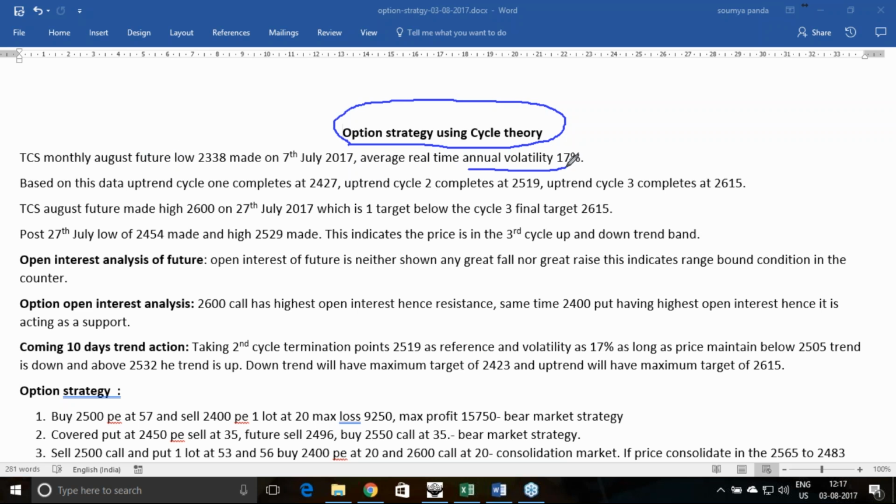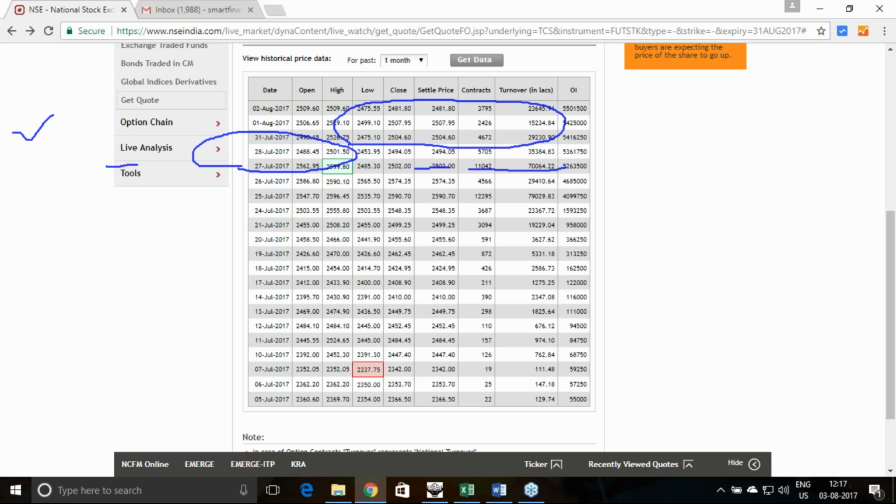For that, you require a couple of pieces of information. You require the annual volatility. If it is a real-time annual volatility, it is better. And you require the monthly low or monthly high that the counter has made. So I have taken the example of TCS, for the August future, and I have gone for the monthly data.